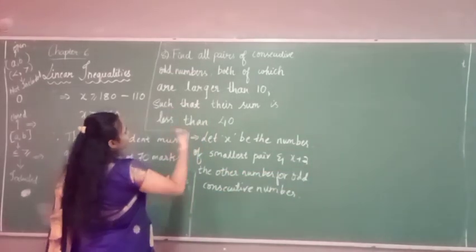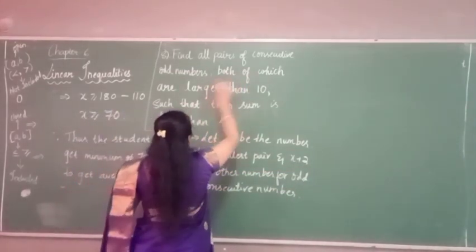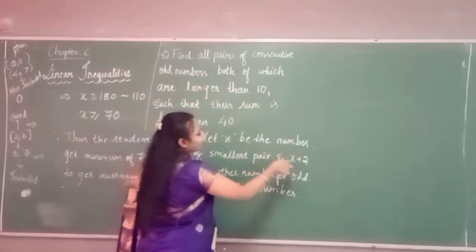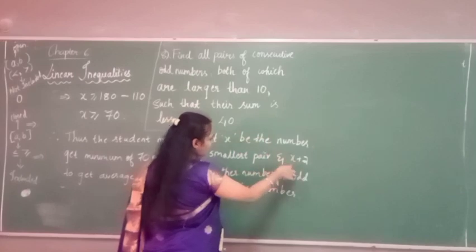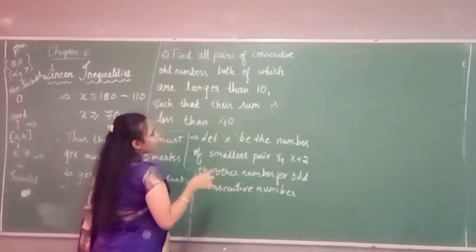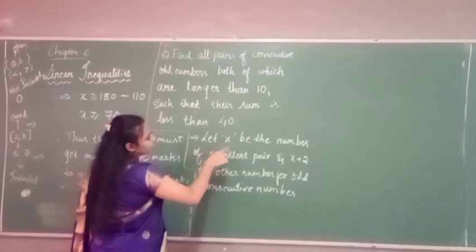And next we move on with the question, that is both of which are larger than 10. So in these two, that is x and x plus 2, they are asking both of which are larger than 10. So you should see which is the highest term, the highest variable in this.